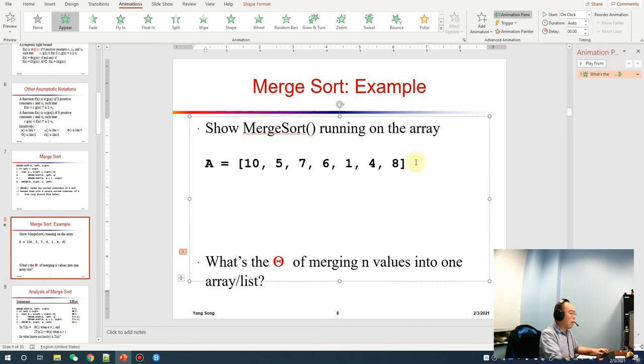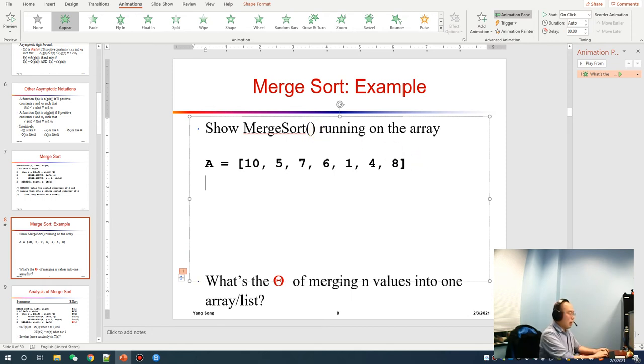So if we have the merge sort like this, the first call is merge sort on A, 1 to 7, using one-based indexing. Then we will break it into two parts. What are those two parts? We will have merge sort A, 1 to 4. So that is one of them.